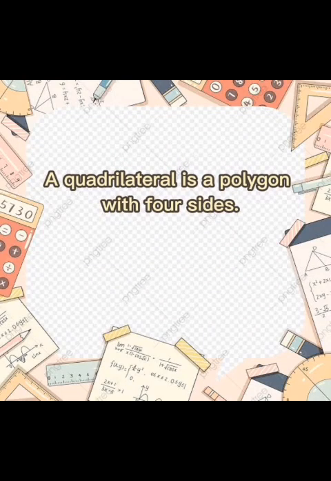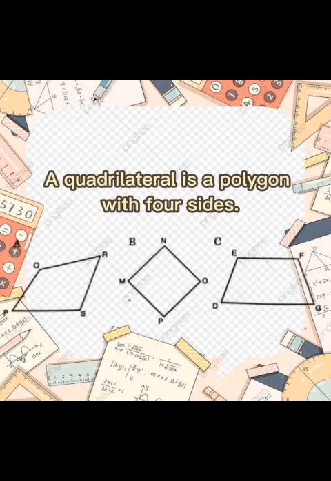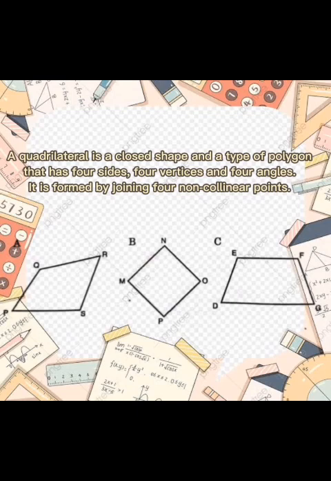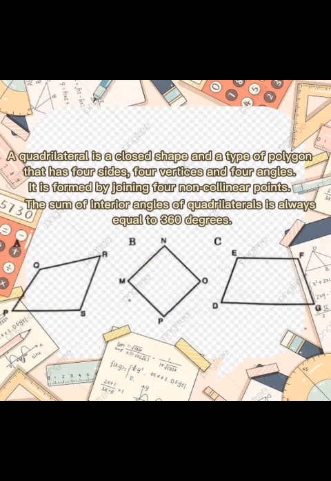Quadrilaterals. A quadrilateral is a polygon with four sides. A quadrilateral is a closed shape and a type of polygon that has four sides, four vertices, and four angles. It is formed by joining four non-collinear points. The sum of interior angles of quadrilaterals is always equal to 360 degrees.